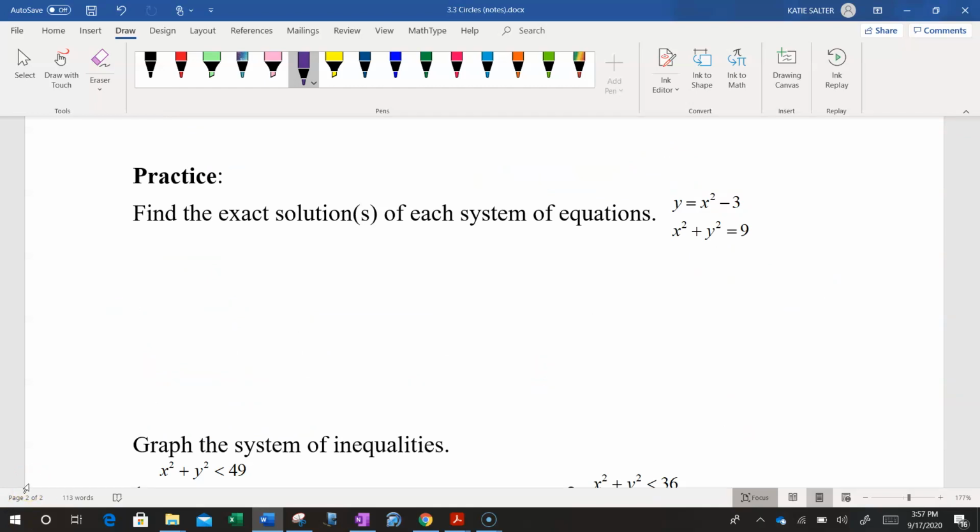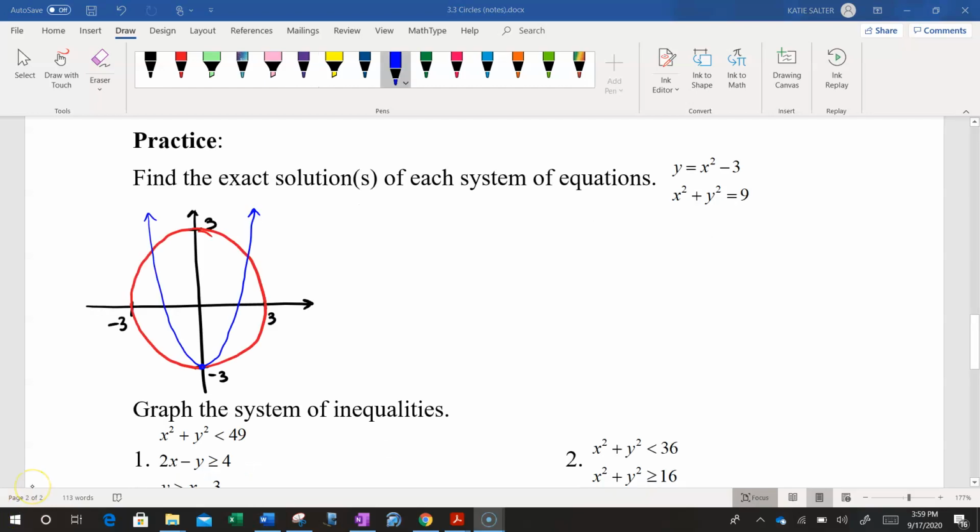Okay, so I would like for you to try this one on your own. Think about what each equation represents and how many possible solutions you could have. When you're finished, start the video back. Pause now. Okay, so in this one, we have a parabola, which is our parent graph shifted down 3, and a circle that has a center at the origin with a radius of 9.